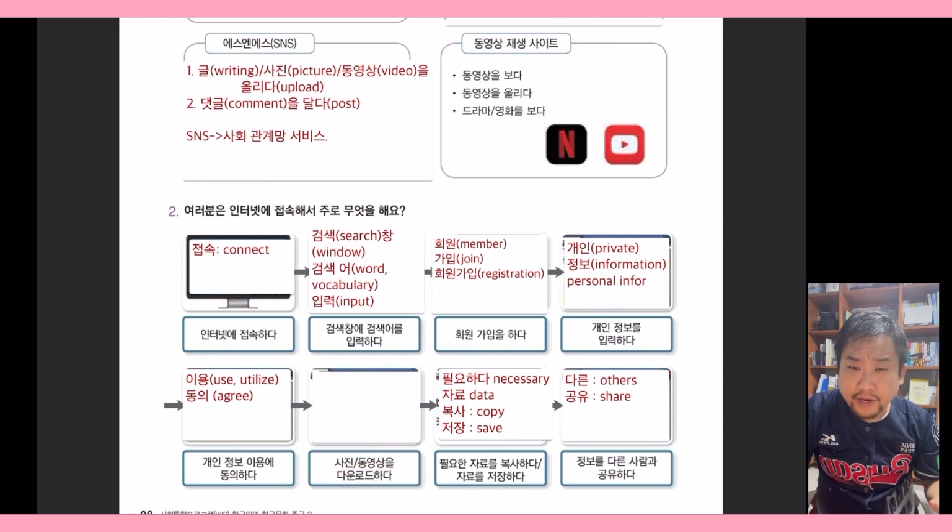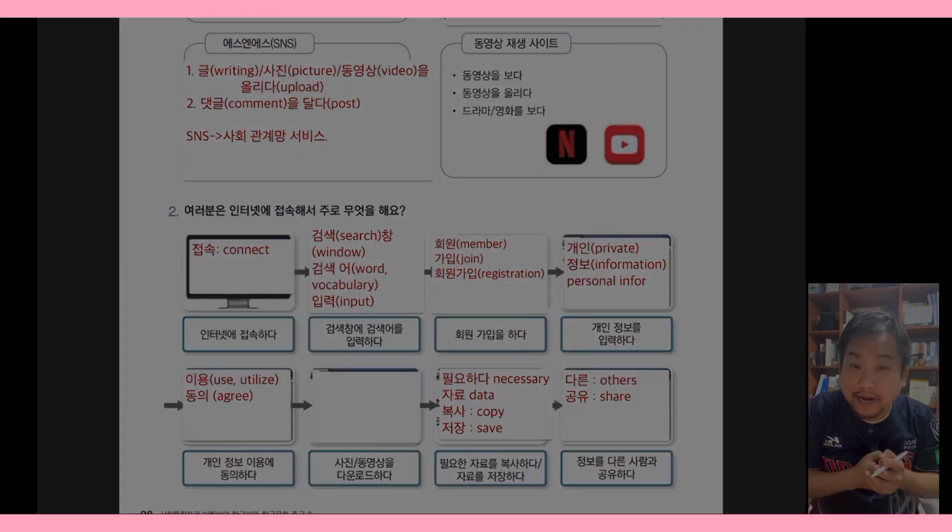What do North Koreans say for download? I want to know that, but I don't know. So 필요하다 is necessary. 필요한 자료, necessary data를 복사 is copy, and save is 저장, and 정보 is information. 다른 사람, others, other persons, share. Those are the vocabulary. So let's check it by question item.